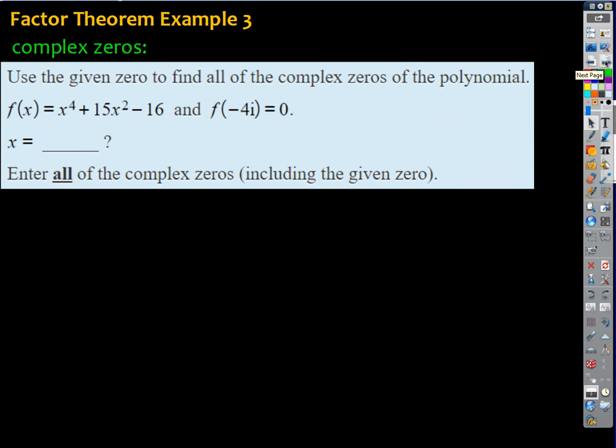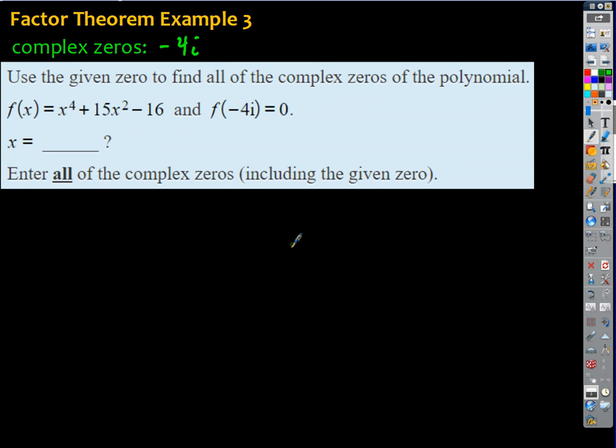So what about this? Now we're looking for complex zeros. Okay, look what it gave you. So it gave you one complex zero. So this one, can I use synthetic division? No, I can't. Synthetic division doesn't work with complex numbers that have imaginary parts. Right? It only works for real numbers.